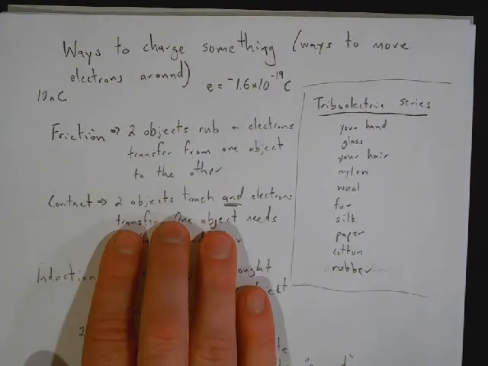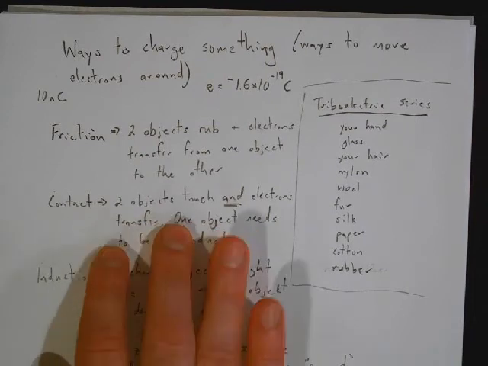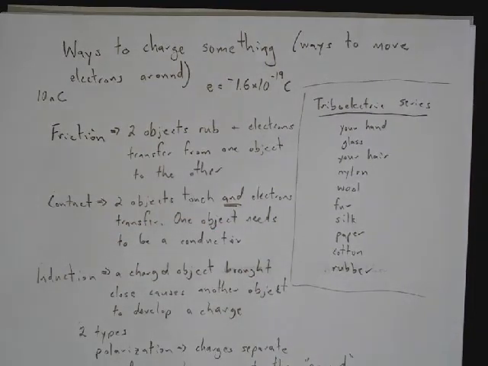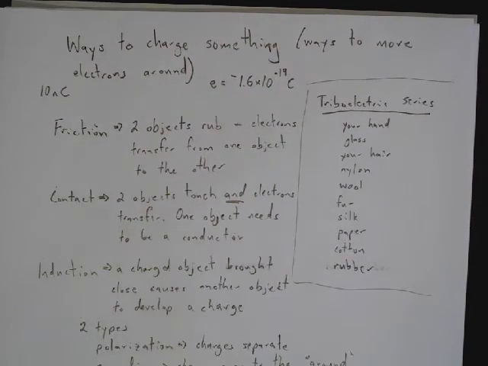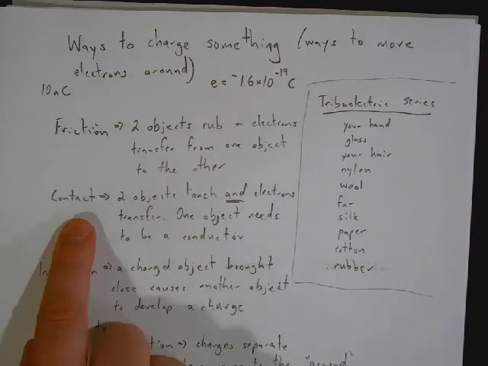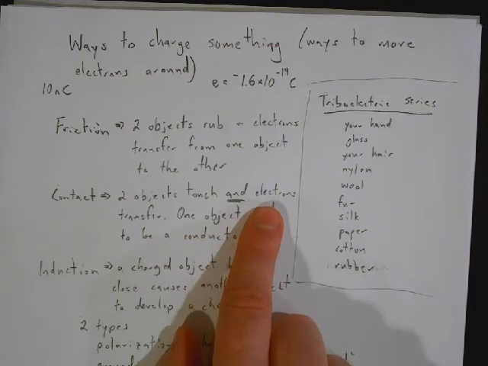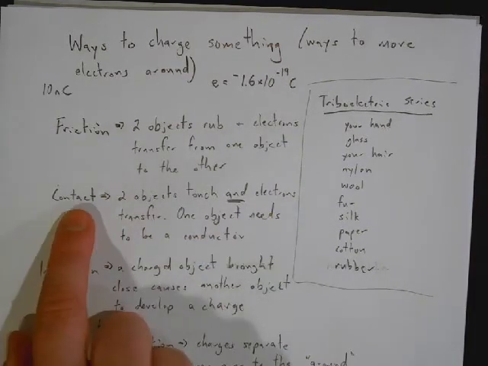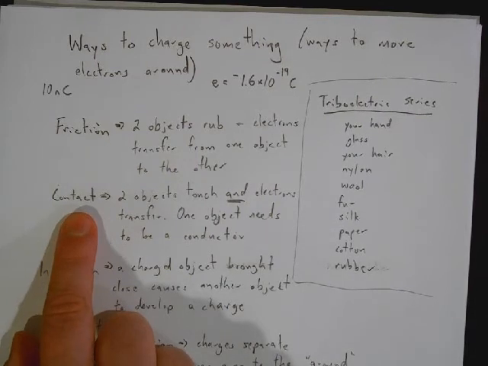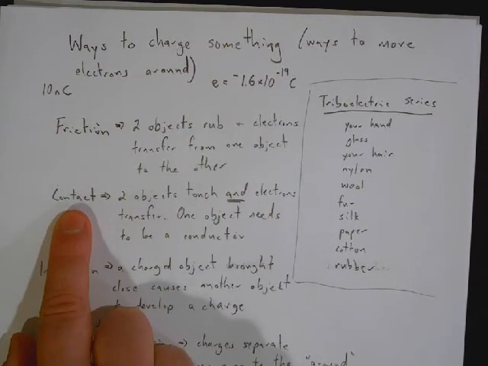Okay? Charging by contact. Charging by contact is when two objects touch and literally electrons transfer. If you have ever heard the little zap when you touch a doorknob, that is because electrons are transferring over. That is an example of charging by contact. So anytime you see those little sparks, that's charging by contact.